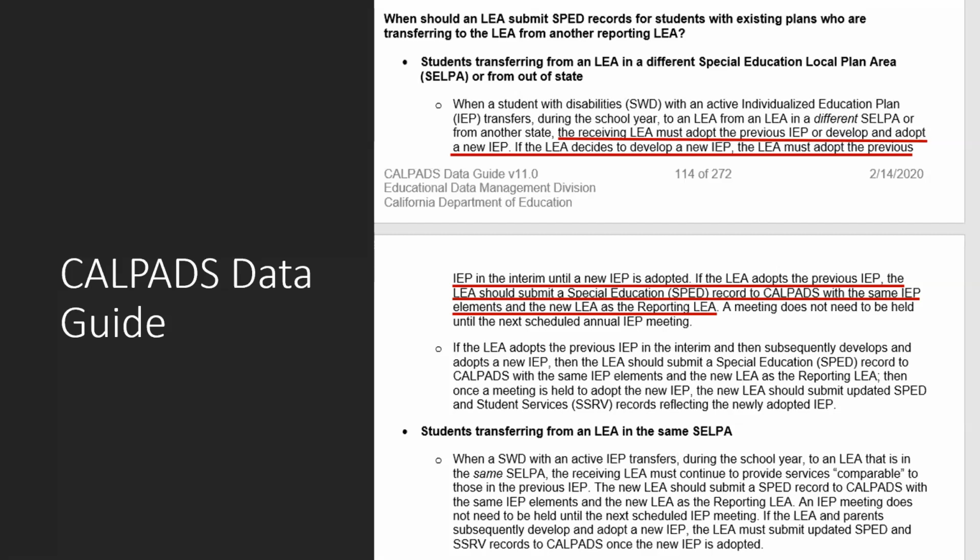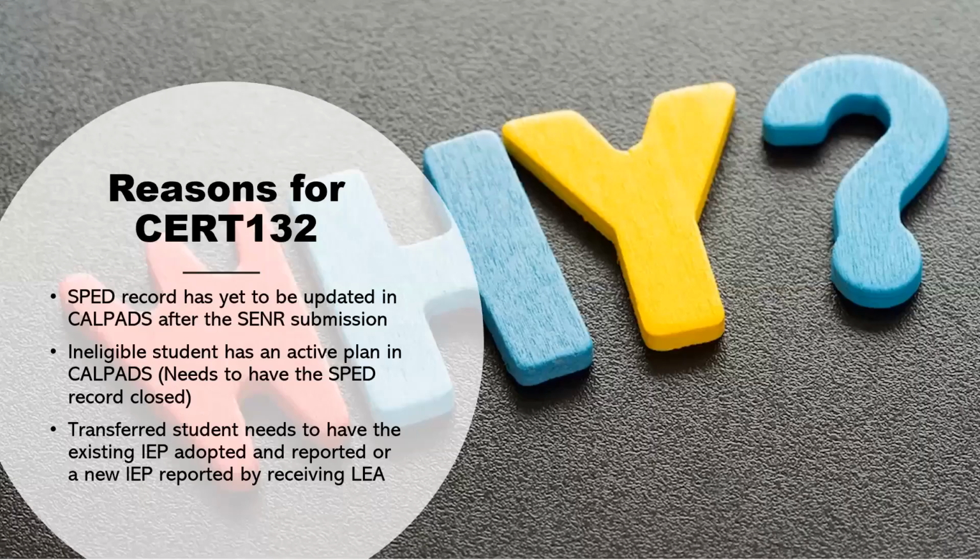So, in addition to the error list, there are several different CALPADS documents that will give you information and understanding of the expectation and how. This is the how to submit a record. This justifies you submitting a record, right? And so before you do anything to your student records, you have to understand your student data. You have to consider the reasons for the CERT132 so you know which corrections to make.